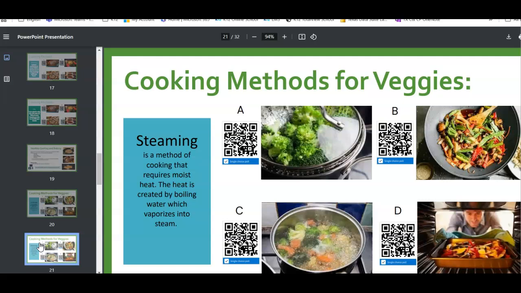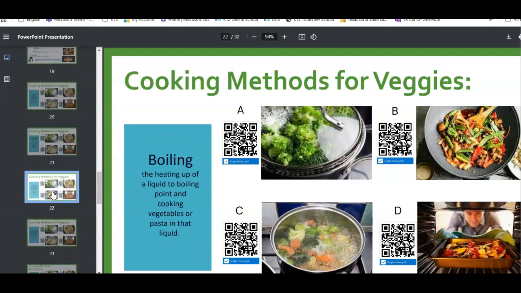And then for steaming, we have an example of steaming, where it's a method of cooking that requires moist heat. The heat is created by boiling water, which evaporates. So in A, you can see that right there. That's steaming, and they actually have a little steaming pot above it.